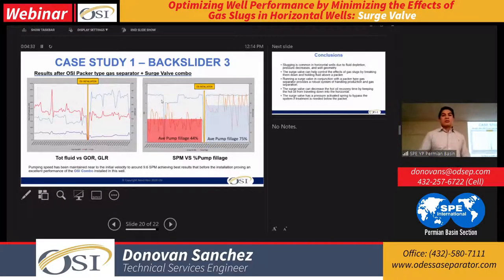And afterwards, when you're getting an average pump fillage of 75%, that pump speed was consistent, 9.6 consistent throughout this installation. And it's still in the well right now, but this is what we have for our data. We have our average pump fillage of 75% with a consistent pump speed, because they never had to really slow down, because that surge valve was able to keep that gas level above the pump, even when there was a big surge of gas that left behind some production.